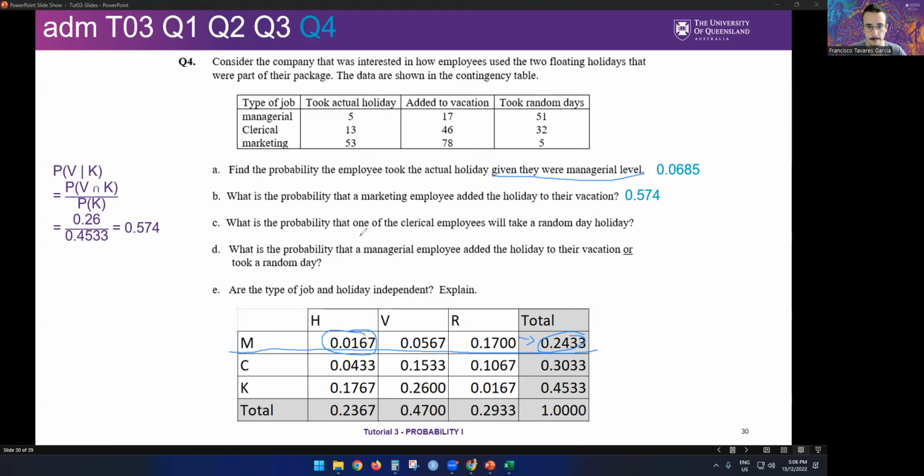Drawing. One of clerical employees. It means we're not talking about anybody else on the other two lines, just this one. Oh, sorry, I got the wrong one. Whoops. Just clerical is C, just this one. If you're paying attention, it's just testing you.